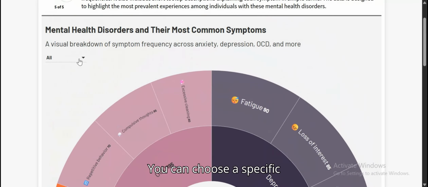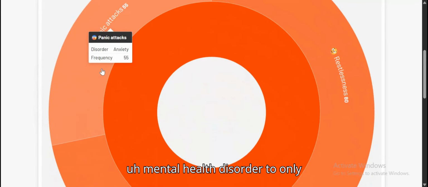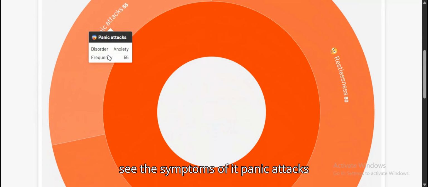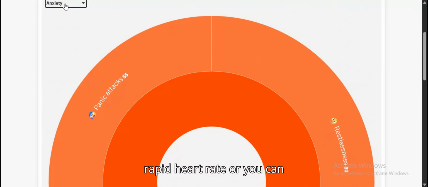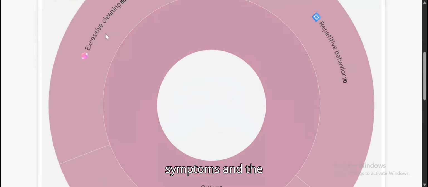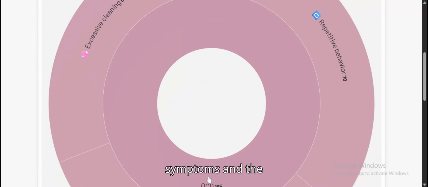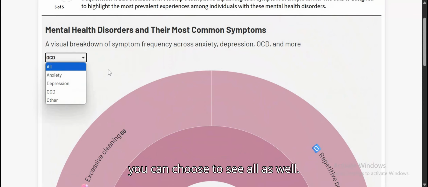You can choose a specific mental health disorder to only see the symptoms of it, panic attacks, for example, for anxiety, and rapid heart rate, or you can choose OCD and see the symptoms and the frequency of these symptoms, or you can choose to see all as well.